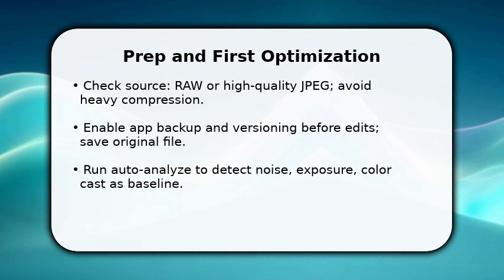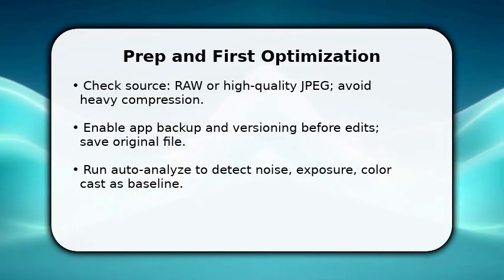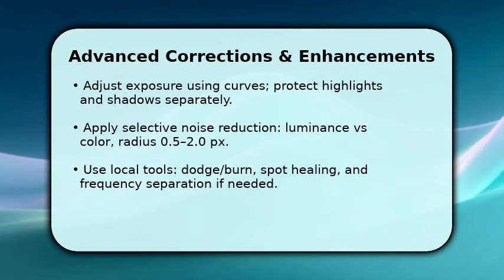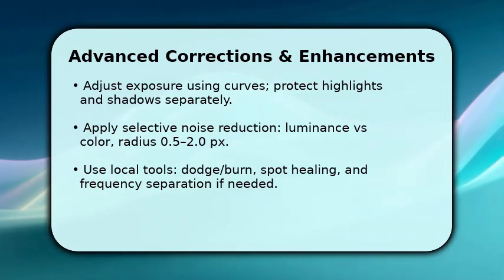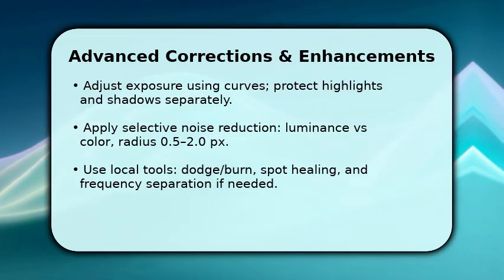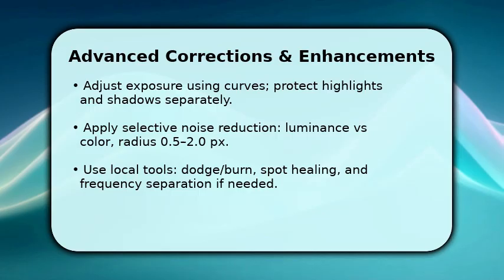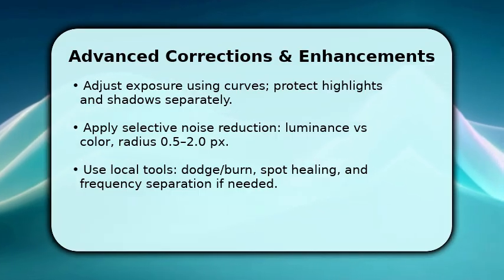Proceed to targeted corrections rather than blanket filters. Now you tackle detailed corrections that change quality. Use curves for exposure control so you can protect highlights while lifting shadows. This preserves dynamic range. Next, apply selective noise reduction, treat luminance and color noise differently and set radius between 0.5 and 2.0 pixels to avoid softness.